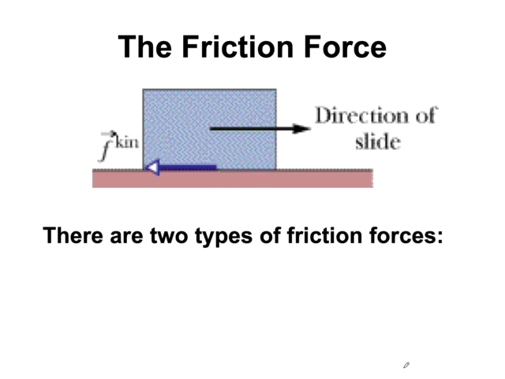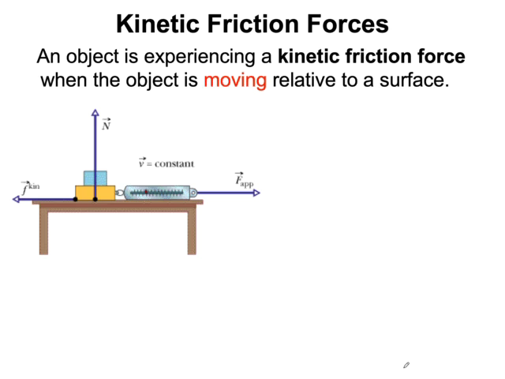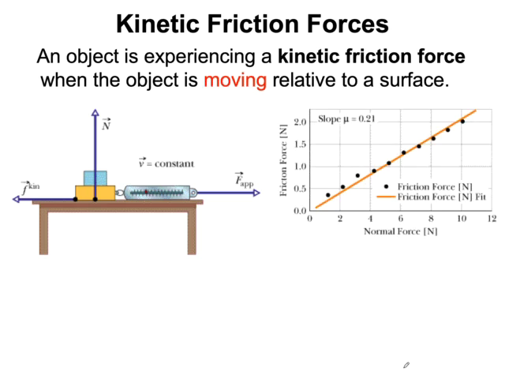First of all, you remember frictional force, there are two different types: kinetic between two moving surfaces and static between two stationary surfaces. It always acts against the slide or potential slide of an object. Again, kinetic friction is when it's moving relative to another surface.